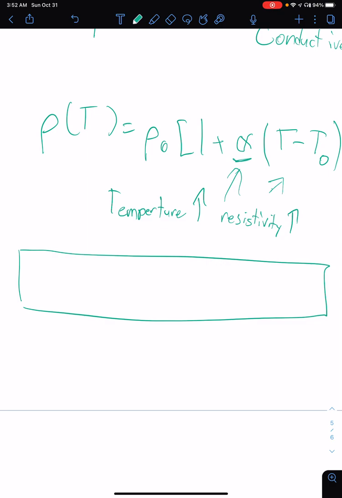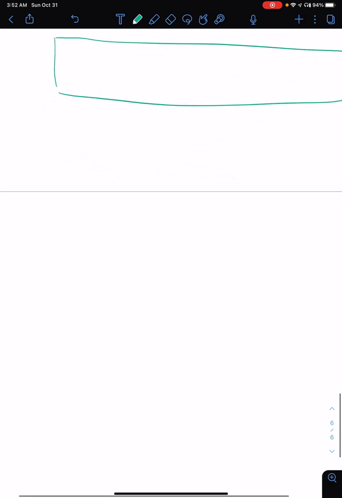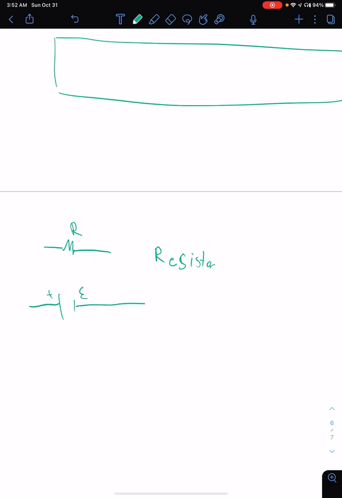DC circuits, power supply. Okay, let's talk quickly about what's on our circuit diagram. On our exam for basic circuits, we're going to have resistors. So this is a resistor. We're also going to have batteries, which look like this. This is an ideal battery, so it does not have an internal resistance.